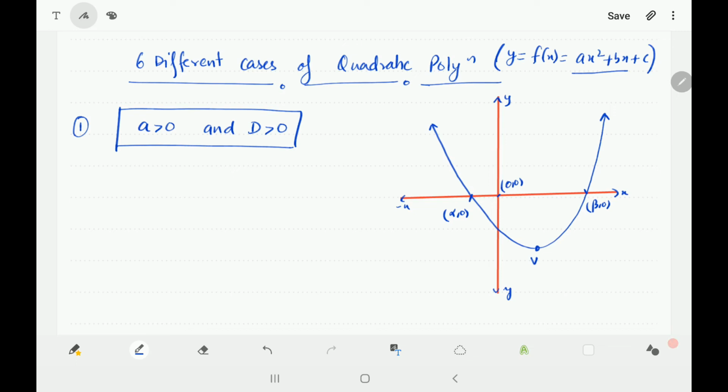If a is greater than 0, the parabola will be upwards, and if D is greater than 0, the roots will be real and distinct, and those are the points alpha, beta where the graph will intersect the x-axis.